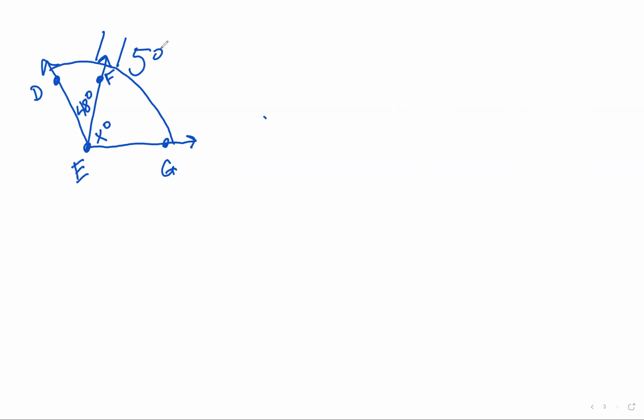So if we want to talk about the measures of the angles in this picture, we would use a notation that you need to know. If I want to say the measure of an angle, I use this little m in front of the name of the angle. So we'll start with the measure of angle DEF. That is 48 degrees.